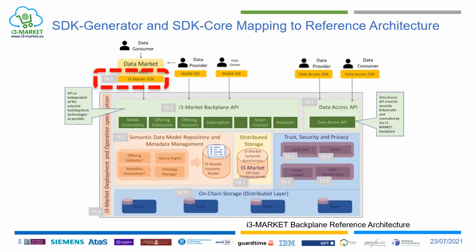Trying to contextualize this demo using the i3 Market reference architecture, we could say that the SDK generator and SDK core are two assets that we are producing in the context of task 4.5, which is related with the SDK specification and the i3 Market reference implementation. As you can see in the slide, we map the SDK generator and the SDK core to task 4.5, which is circled in red.